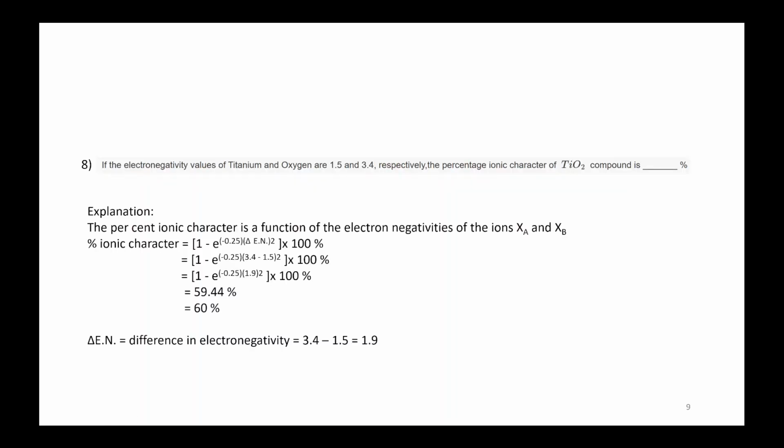Question 8. If the electronegativity values of titanium and oxygen are given, what will be the percentage ionic character of the titanium oxide compound? Now the formula is 1 minus exponential of minus 0.25 times the delta electronegativity squared. Now you have to just calculate this and put it in the formula, and you will be getting around 60% of the ionic character.